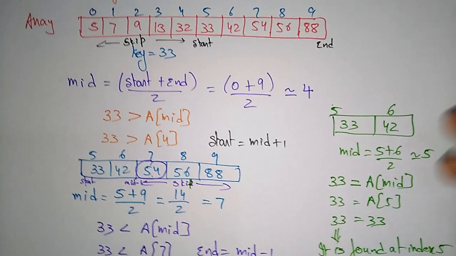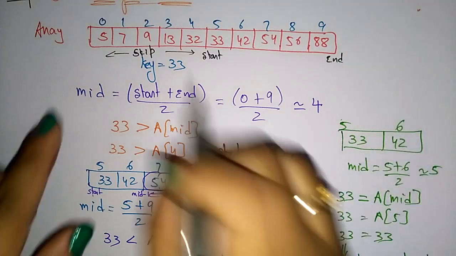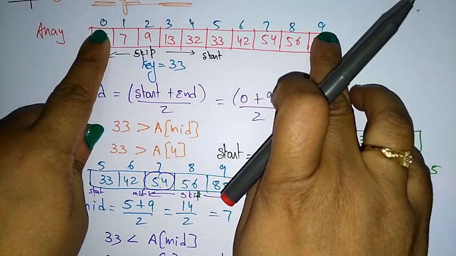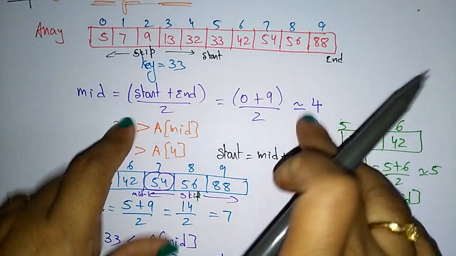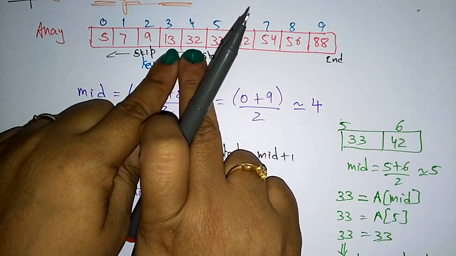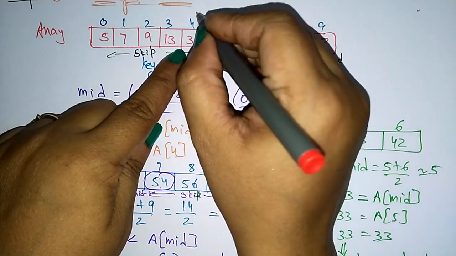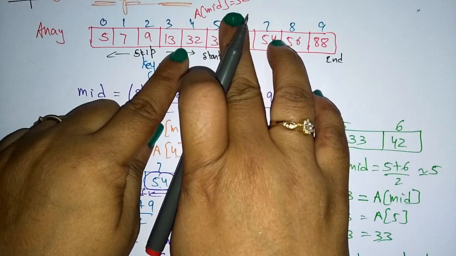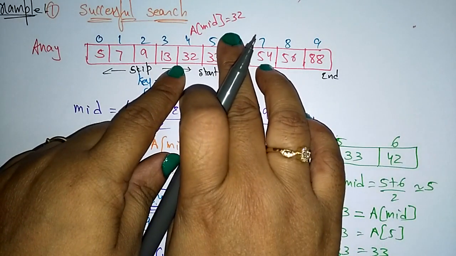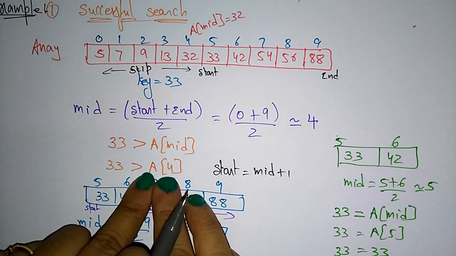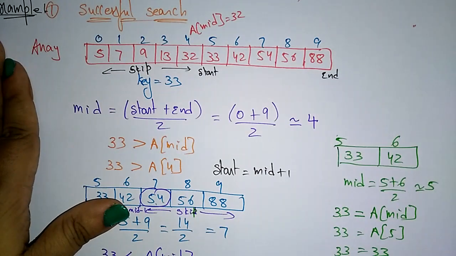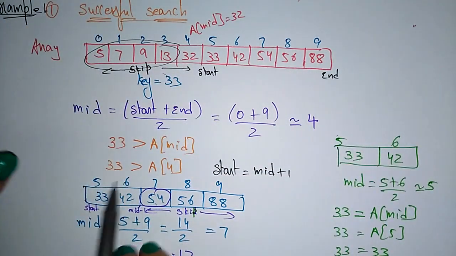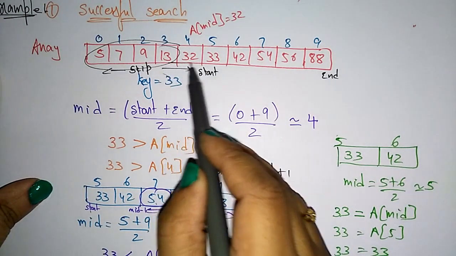So this is how you search for an element. The simple concept is to take an array, and take the start element and the end element of the array. 0 plus 9 by 2 gives 4, so you get the mid element. Mid is 4, and A of mid is 32. Is 33 greater than or less than 32? 33 is greater than 32. So you skip this part, you don't search it, and take only the right hand side elements.